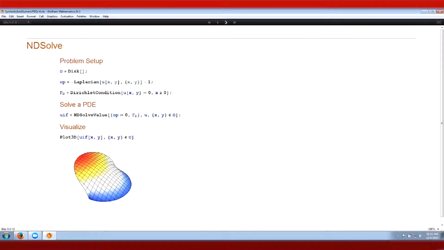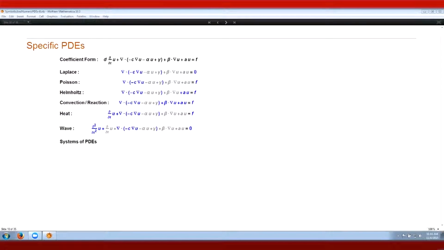Again, NDSolveValue will return an interpolating function, and we can again visualize that solution with Plot3D. Note that in this case, the region was not rectangular, it was specified to be a disk. Let's discuss the specific PDEs that can be solved with NDSolve or NDSolveValue. The coefficient form is the most generic PDE that can be solved. It has a first-order time derivative and several different spatial derivatives.